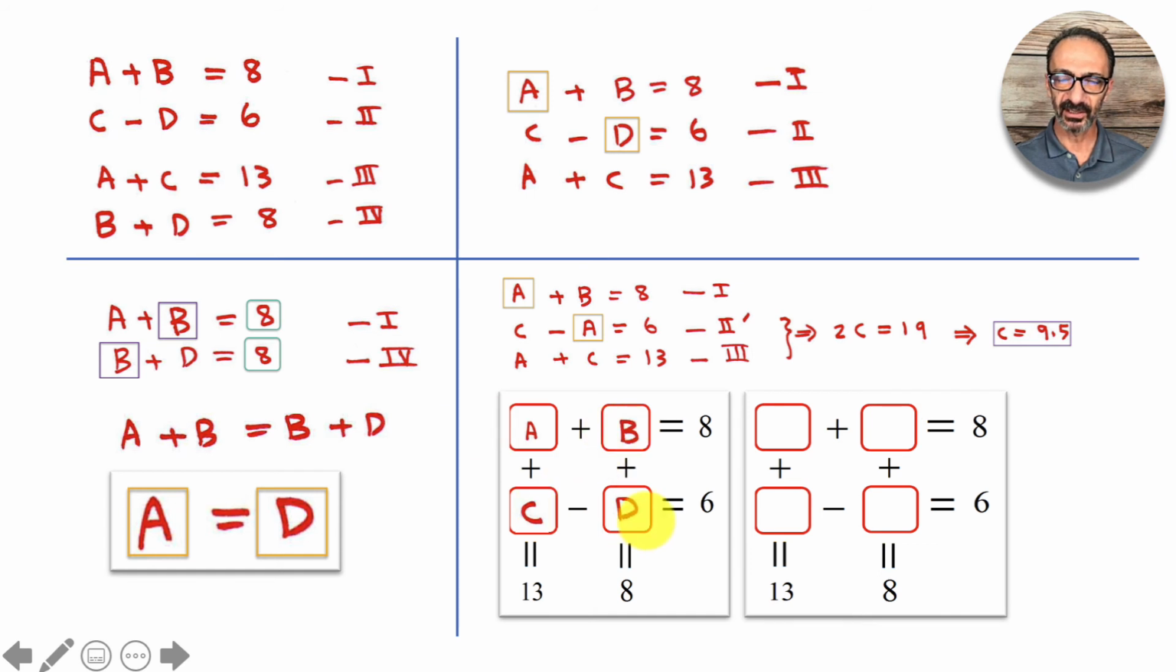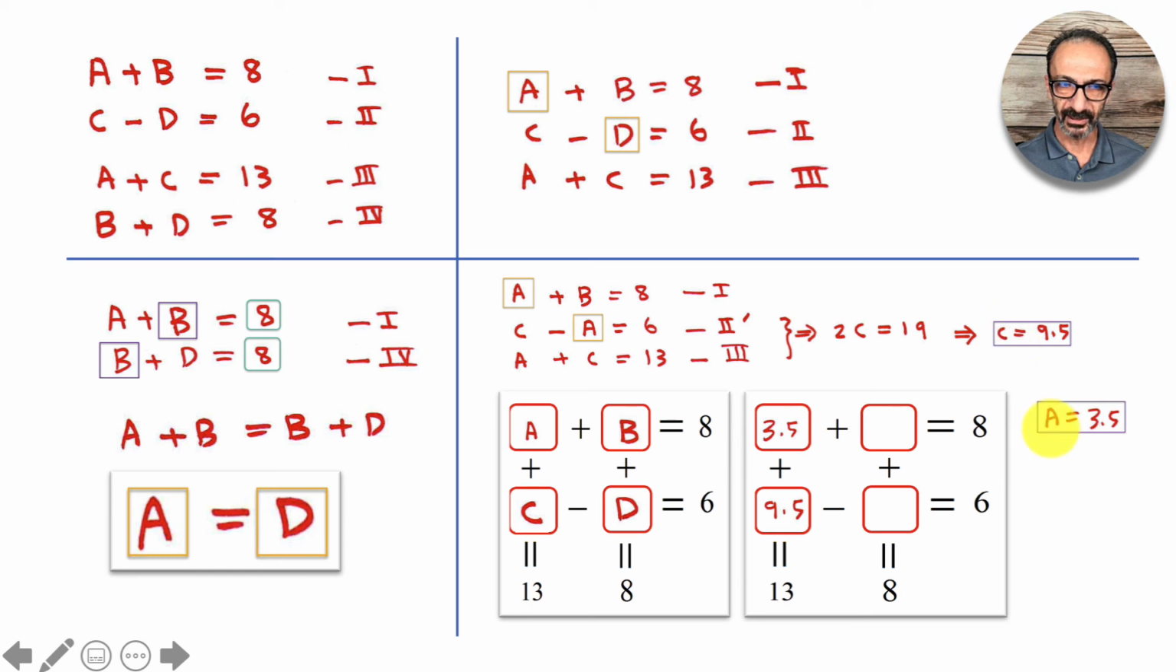I have A, B, C, D as we claimed. Well, I found C, so I'm going to put it right there. C is 9.5. We're almost done. A number plus 9.5 equals 13. So what do you need to add to 9.5 to get 13? Or you could go 13 minus 9.5 equals this number, which is 3.5. So this way now, I do have A as 3.5.